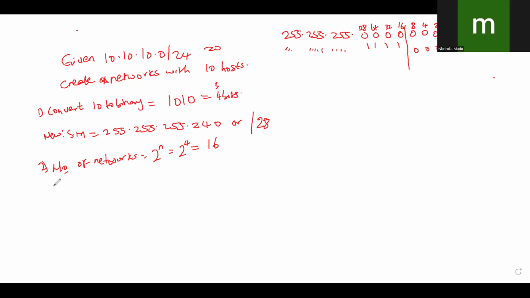Okay, so let's proceed to the number of hosts. We agree we are going to be creating 16 networks. Now, in each of these networks, what will be the number of valid IP addresses? When you hear host, it means valid IP address. We have 2 raised to power h minus 2. This will give me what, please? Give me the values.